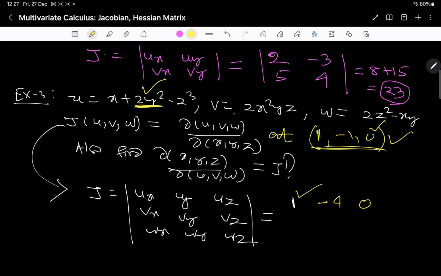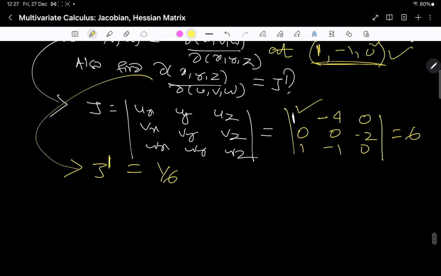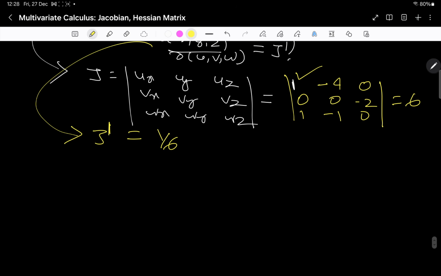And Uz is -3z square at the point 1, -1, 0. Similarly you find Vx, Vy, Vz at this point. It will be 0, 0 and -2. If you evaluate this determinant, it will be 6. Now if I ask what is your Z dash, no need to work it out. I can say it is 1/6 because of the property of the determinant.